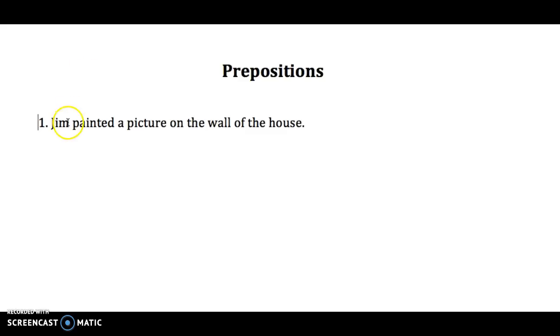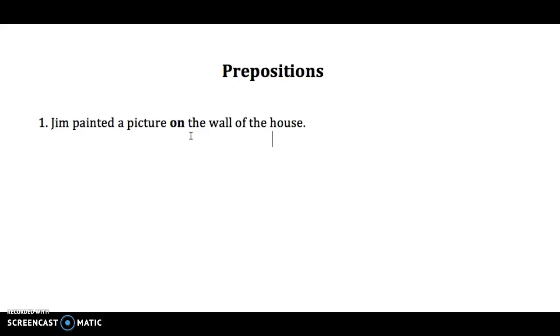Okay, let's see. So Jim painted a picture on the wall of the house. Now, if we identify what the subject is, we know that Jim is our subject. What is Jim doing? Jim is painting. What is Jim painting? He is painting a picture. Now, that's not telling us anything except the basics. If we get past that, this is what we're left with: on the wall of the house. Now, if we look at just this part, on the wall, we know from what we wrote down earlier that on is a preposition. So that's a little bit more helpful for us to figure out that, oh, okay, that's a preposition.